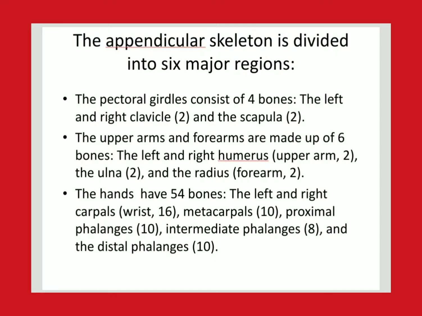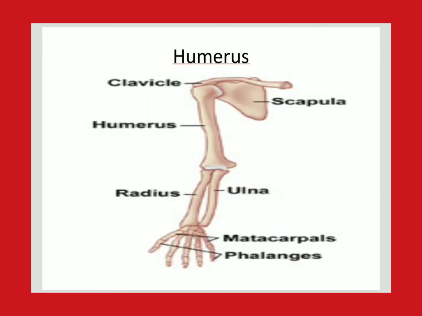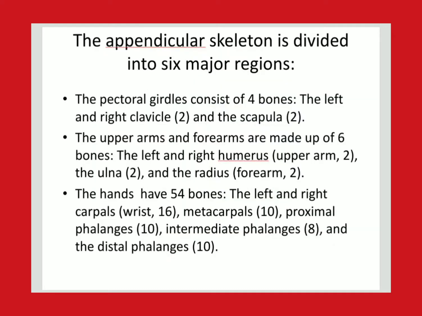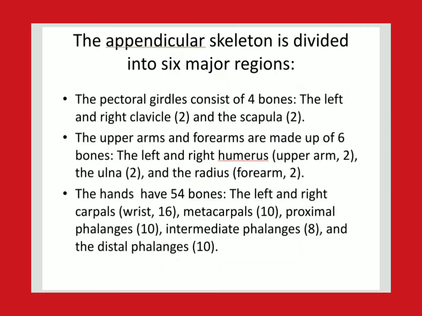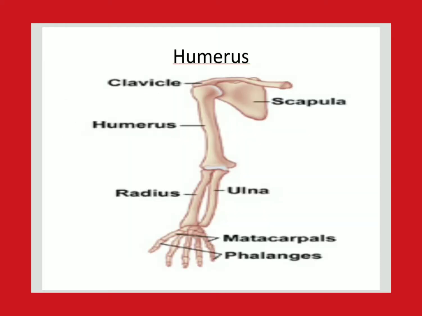The appendicular skeleton is divided into six major regions. The pectoral girdle consists of four bones, the left and right clavicle and scapula. The upper arms and forearms are made up of six bones: the left and right humerus, that is the upper arm, and the ulna and the radius. Here you can see the clavicle and the scapula. The hands have 54 bones: carpals, metacarpals, and phalanges, including the digits, proximal and intermediate phalanges. So these all come under the hand bones.